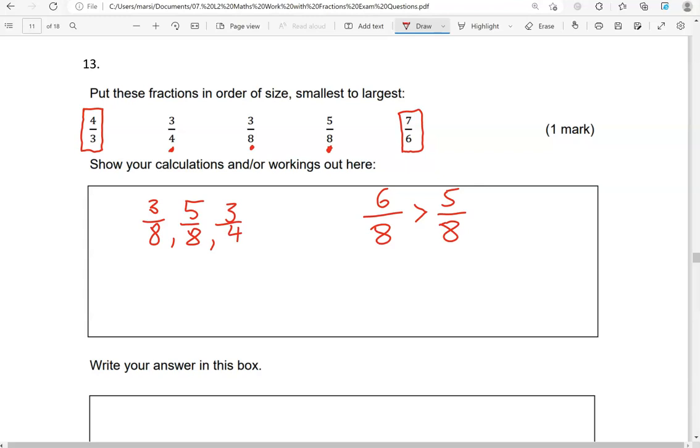Now we've got to decide between 4/3 and 7/6. We can use 6 as a common denominator for both. So to get from 3 to 6 we've doubled, so we'll double the 4 as well, which is 8/6, and we don't need to change this. So smallest one is 7/6, and then we have 8/6, which I should be writing as 4/3 in fact.